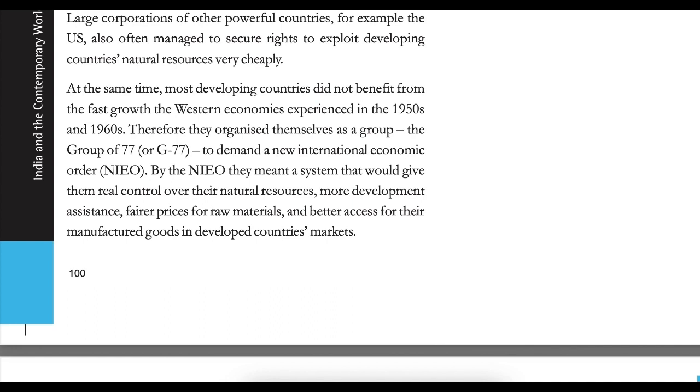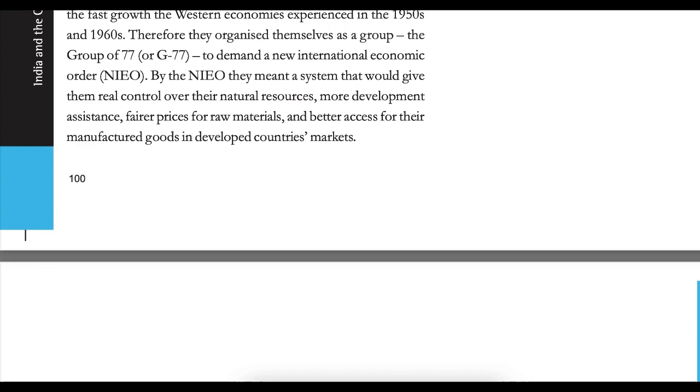Therefore, they organized themselves as the Group of 77, G77, to demand a new international economic order, NIEO. By the NIEO, they meant a system that would give them real control over their natural resources, more development assistance, fairer prices for raw materials, and better access for their manufactured goods in developed countries' markets.